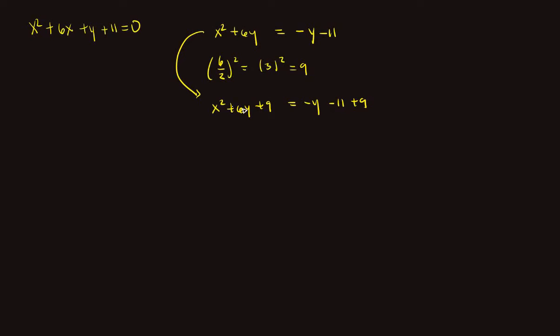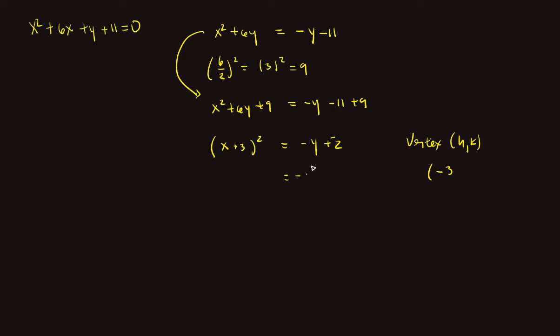The reason why we did this 6 divided by 2 and squared it is because we turned this into a perfect square trinomial, which is going to look like what? (x plus something) squared, and the something is going to be this number here, 3. It equals, and it will have minus (y plus 2). Now, here we have the vertex, but I made a little mistake here because minus 11 plus 9 is not positive 2, it's going to be negative 2.